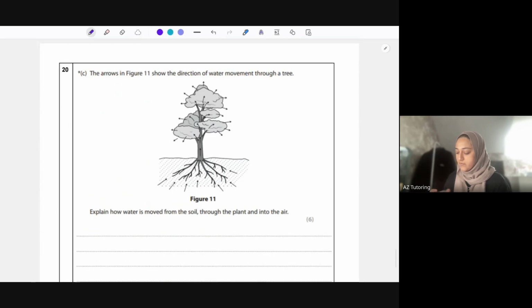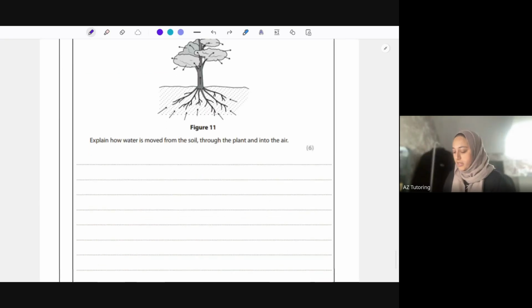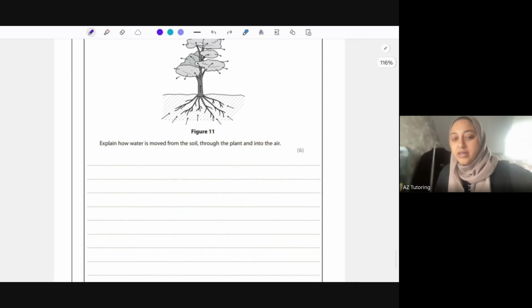So the arrows in figure 11 show the direction of water movement through a tree. So we can see water's moving inside the roots of a tree. It's going up the tree, and it's also coming out of the leaves on top of the tree. Explain how water's moved from the soil through the plant and into the air. So we just described the process for 6 marks.